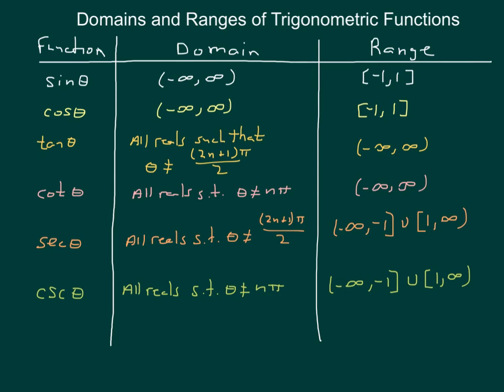Cosecant of theta, very similar to the secant in that it's all reals, but this time such that theta does not equal n pi, because it cannot be an integer multiple of pi, because the cosecant will be undefined there. And its range is also going to be from negative infinity to -1, union 1 to infinity. And please note, in these two here, the secant and cosecant, we do include the 1 and -1 in our range.